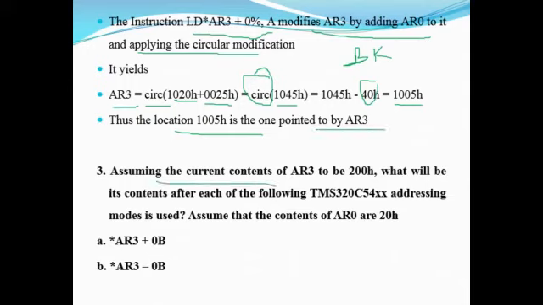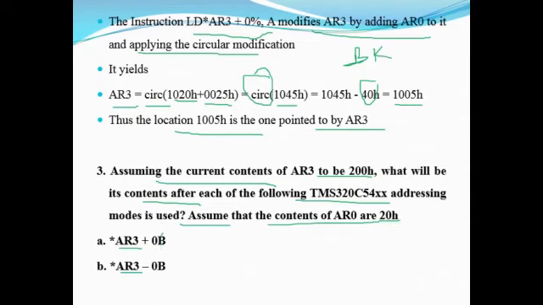Similarly, assuming the current contents of AR3 is 200, what will be the content after each of the following addressing modes is used? Assume that the contents of AR0 are 20H. So AR3 is given, AR0 is given. AR3 is 200, AR0 is 20.